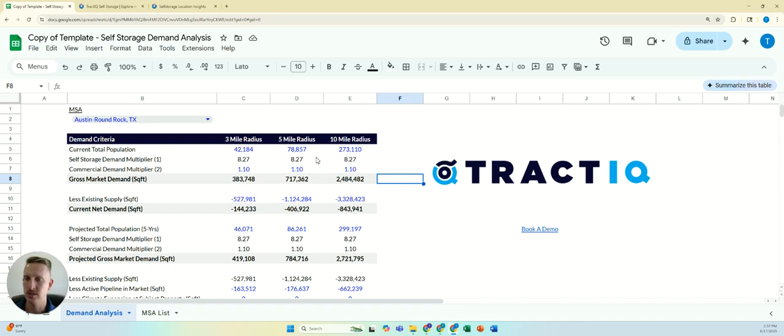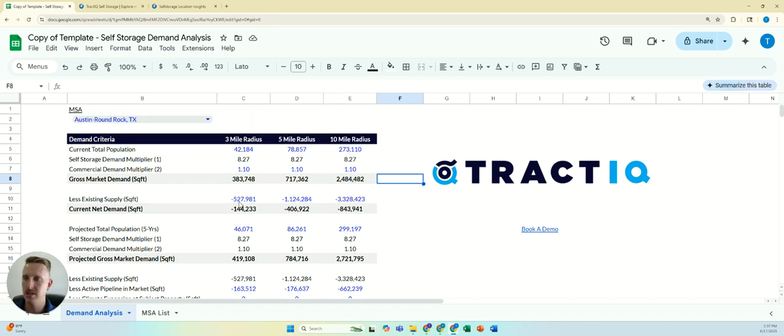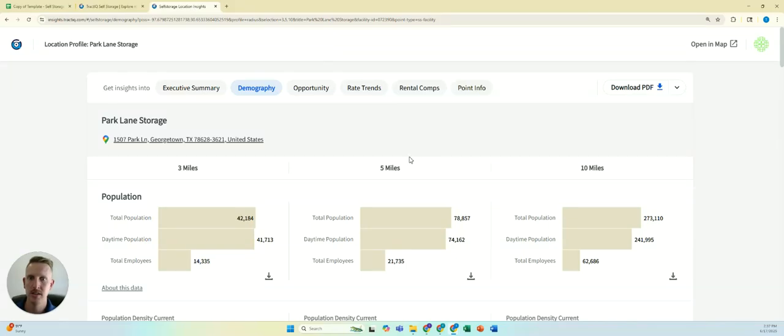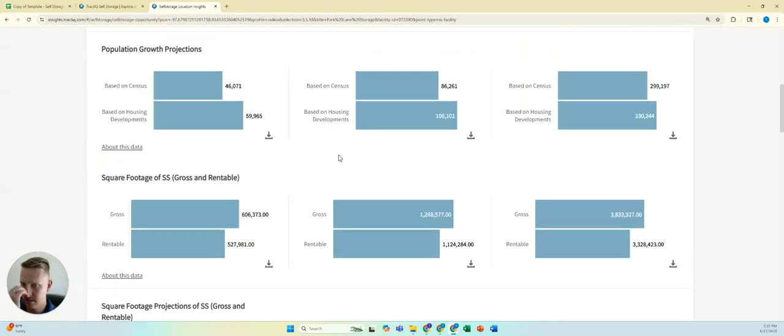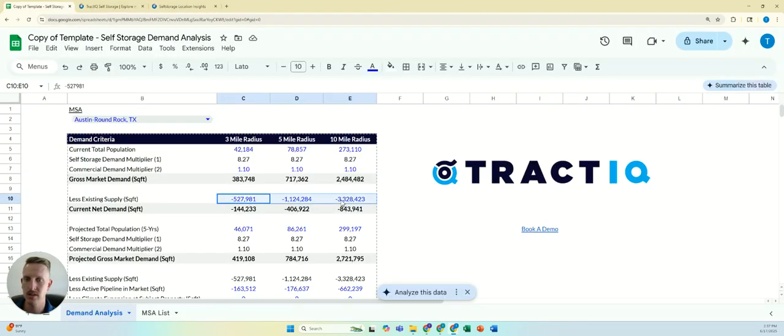We also need to consider existing supply within the market. So to do that, I'm going to flip back over to TrackedIQ here, and I'm going to go to Opportunity. And here is where we can find that data. So here is the square footage of self-storage that is existing in the 3, 5, and 10 mile radiuses. So I'm going to take that data and stick it right here.